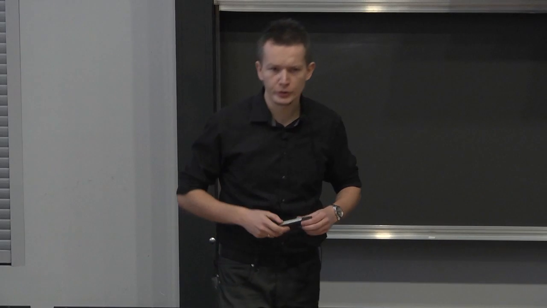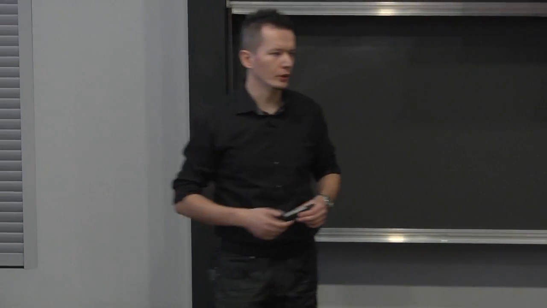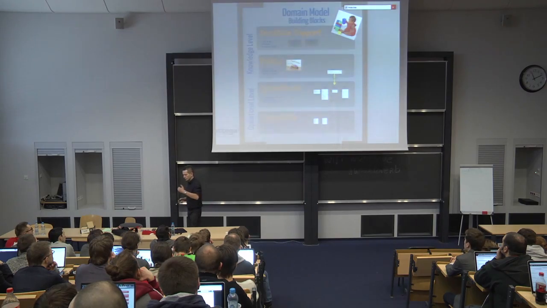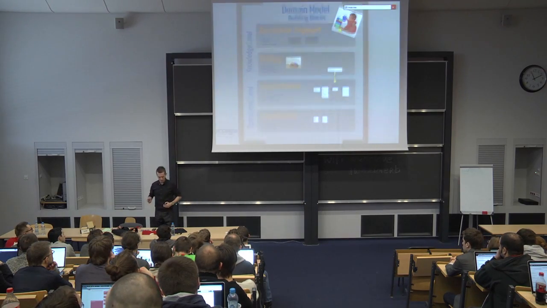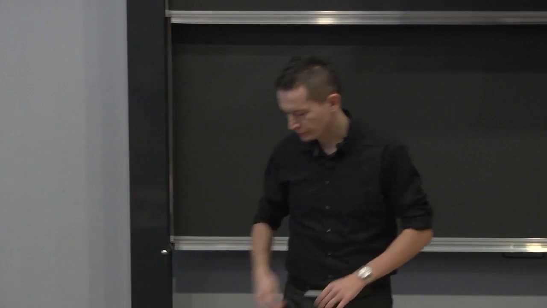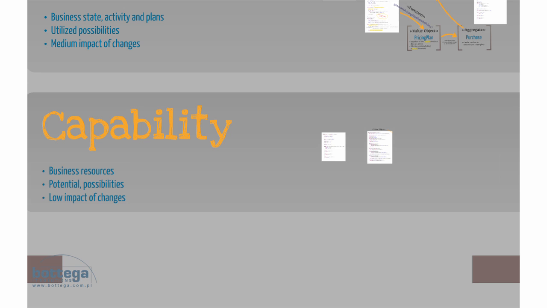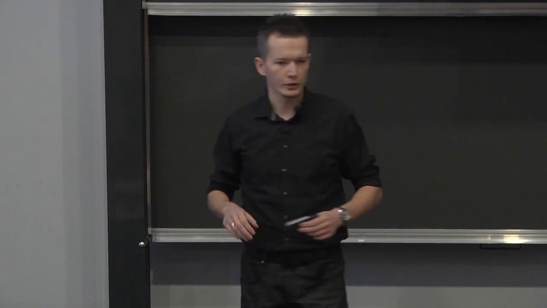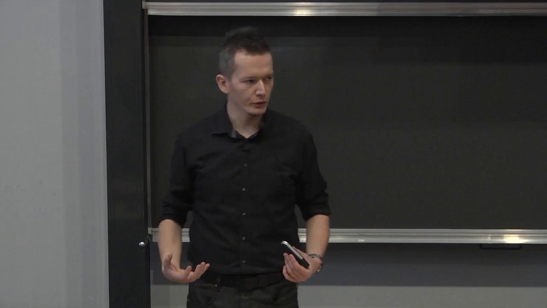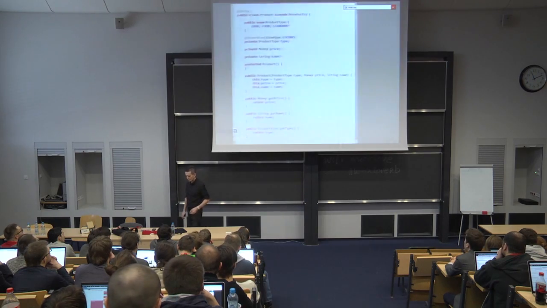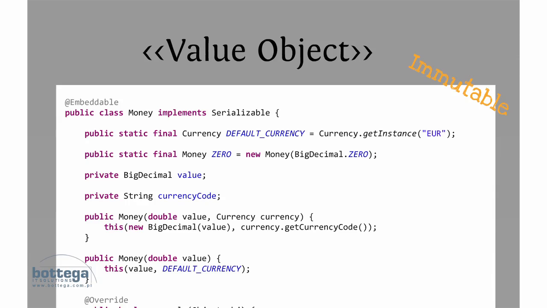But if we are dealing with a more complex problem, we need a next level of the structure. So in DDD, we can think about four levels of the model. Capability level models general business resources, potential possibilities. And changes have a low impact on this level. If you understand the very basic nature of the business, it won't change so often. For example, we have a product, we have money.